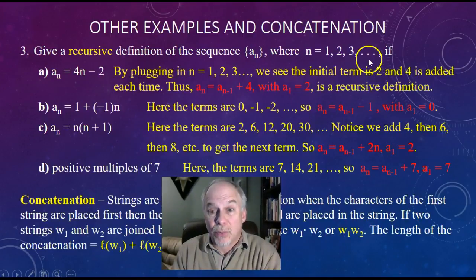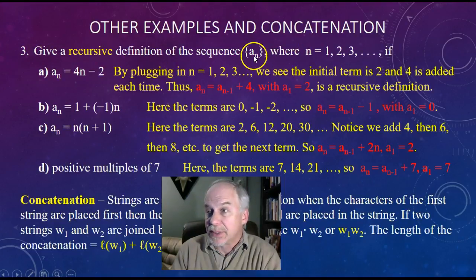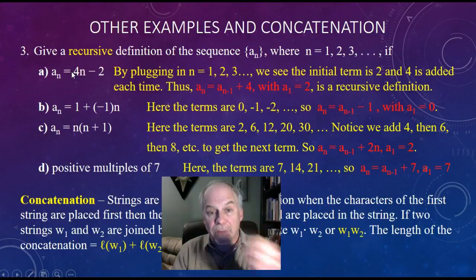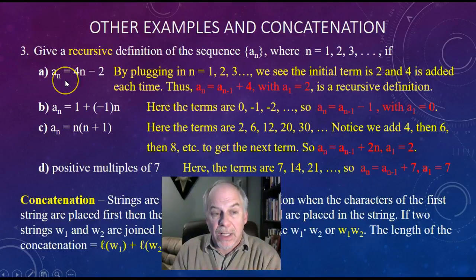Okay, so now we have some more examples to help you. It says, give a recursive definition of the sequence a sub n, where n is 1, 2, 3, etc. So now you have a problem where you're given a formula and you have to come up with a recursive formula. So a sub n equals 4n minus 2.